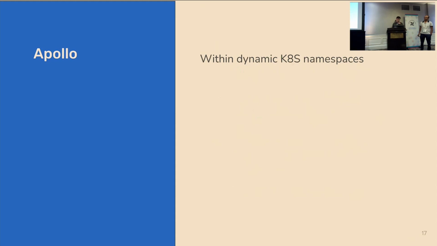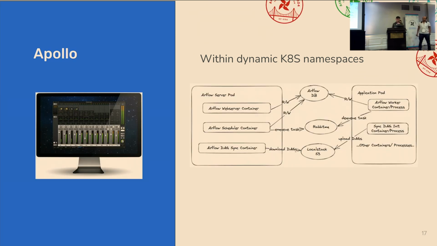The architecture of Apollo is very much like what we have in production. We have an Airflow server pod with different containers to support the web server, scheduler, and a DAG sync. And we use LocalStack to simulate the AWS resources, and this makes Apollo very close to the production environment to do the end-to-end test.